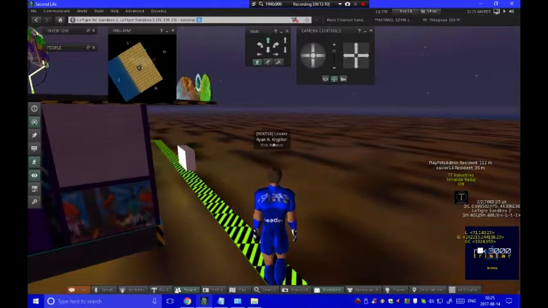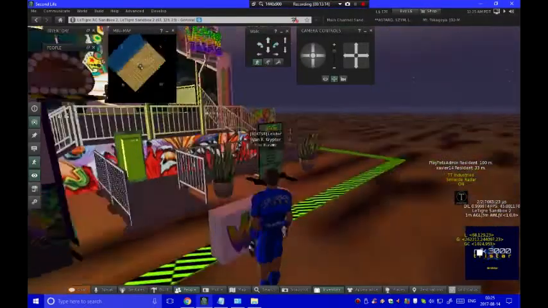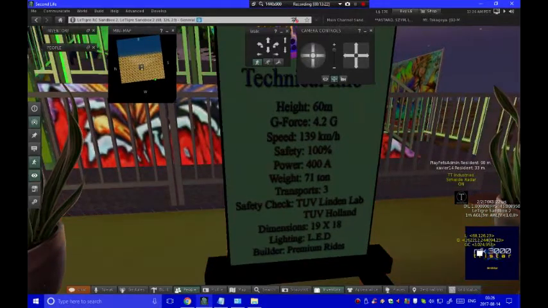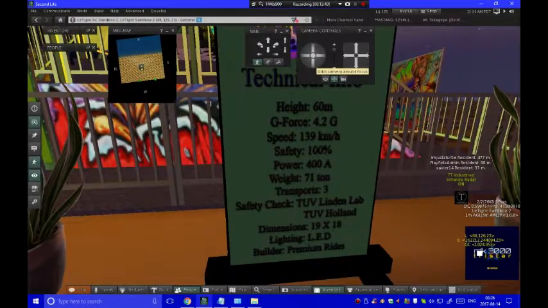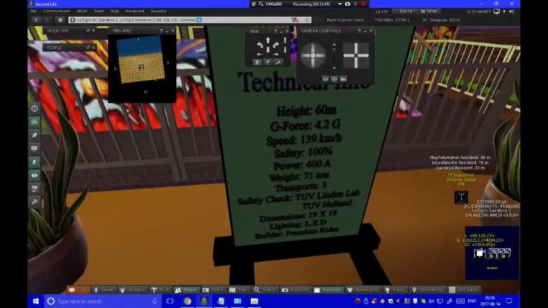34 meters, 5 meters nearby. This must be concerning the whites. Some notes, technical information. Height 60 meters. Keys 4.2 keys. Speed 139, 50 kilometers per hour. Power 400 amps. Weight 71 ton. TLV Lab, TLV Holland. Dimension 1918. Lighting LED. Builder, Premium whites.